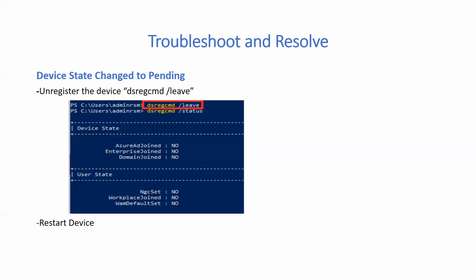Once the task schedule is complete, this should get the device out of pending state in Azure AD. And I will be pasting in the description below a couple of links for you, covering all of the connection points and the endpoints that need to be accessible for the options that I showed you earlier.